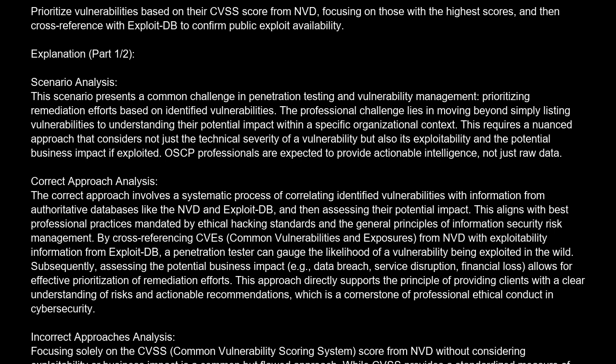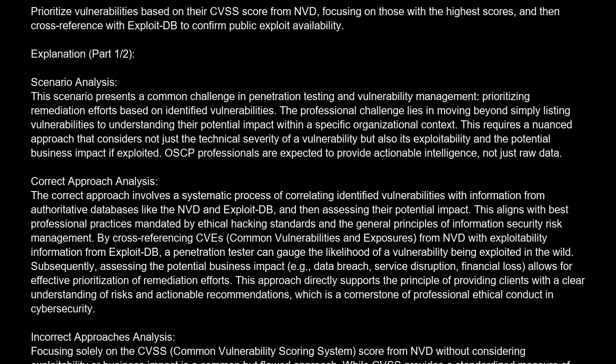Correct approach analysis. The correct approach involves a systematic process of correlating identified vulnerabilities with information from authoritative databases like the NVD and ExploitDB, and then assessing their potential impact. This aligns with best professional practices mandated by ethical hacking standards and the general principles of information security risk management. By cross-referencing CVEs, Common Vulnerabilities and Exposures, from NVD with exploitability information from ExploitDB, a penetration tester can gauge the likelihood of a vulnerability being exploited in the wild.